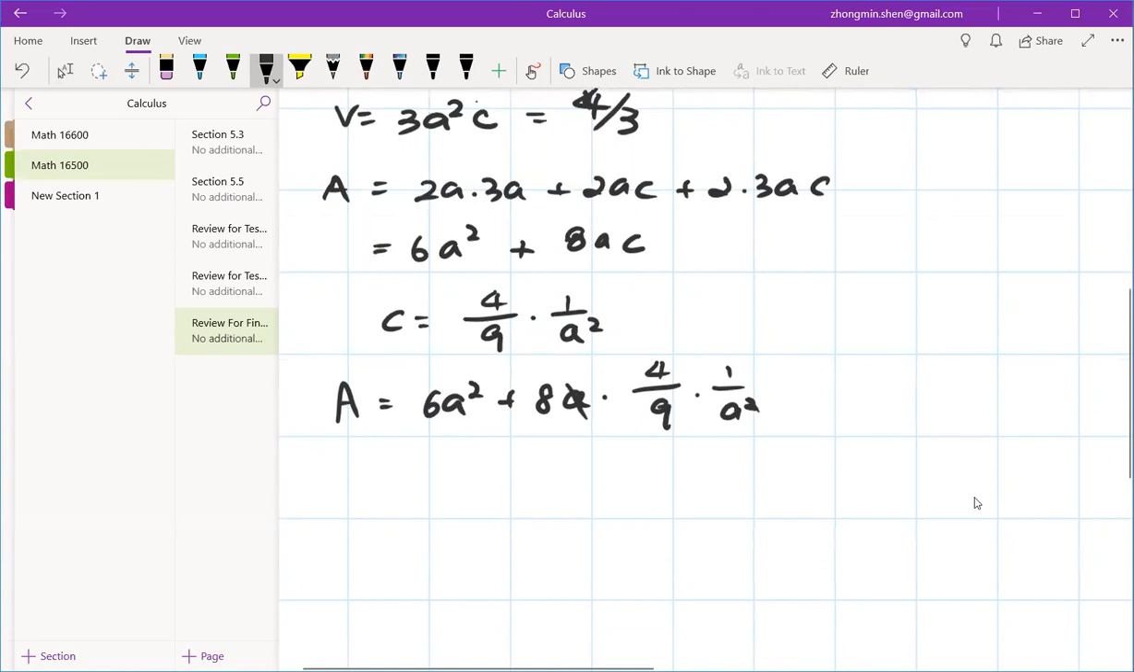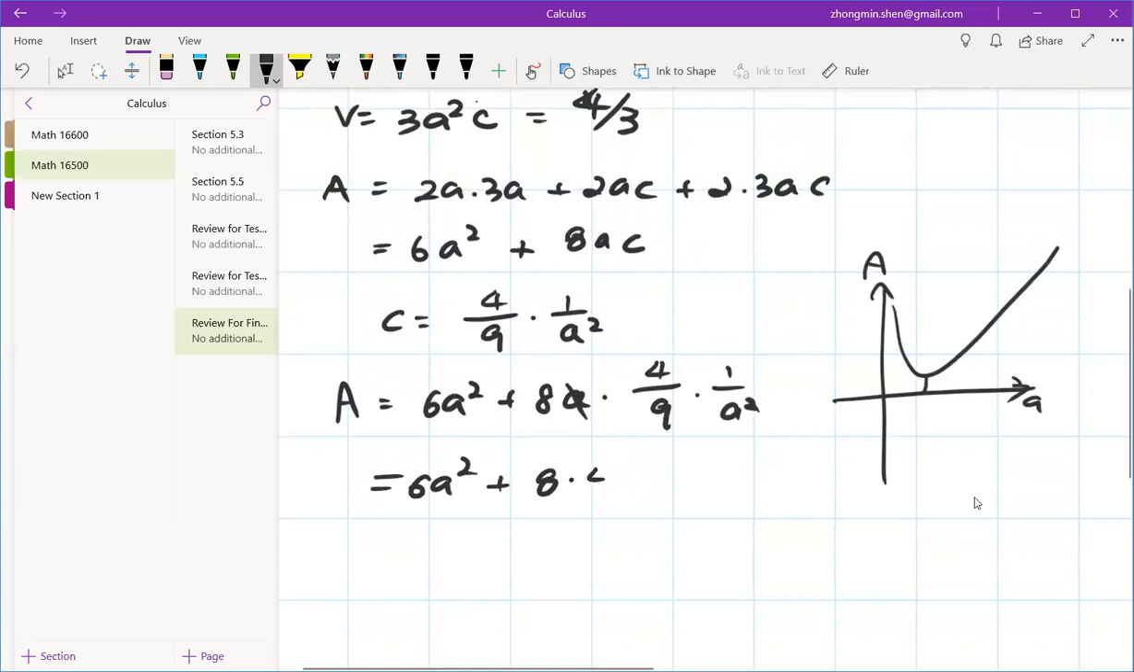This function has a minimum value because when A approaches 0, it is infinity. When A approaches infinity, it's also infinity. So the graph looks like that. Here's the A axis. So clearly somewhere there's a critical number, and it gives you the minimum value of the surface area. Let's simplify it a little bit. I'm not going to multiply this out, and this is going to be A to the negative 1, right?